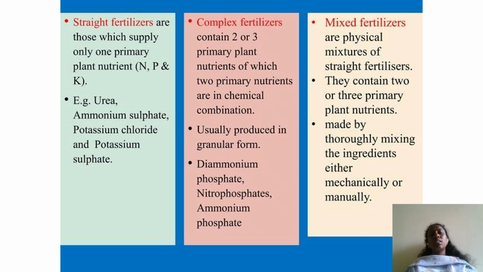Whereas complex fertilizers contain two or three primary plant nutrients in chemical combination. Usually these types of complex fertilizer are granular. For example, diammonium phosphate and ammonium phosphate. So if you get a straight fertilizer, you have only potassium as a nutrient content. Whereas in complex, you have both ammonia, that is nitrogen, as well as phosphate.